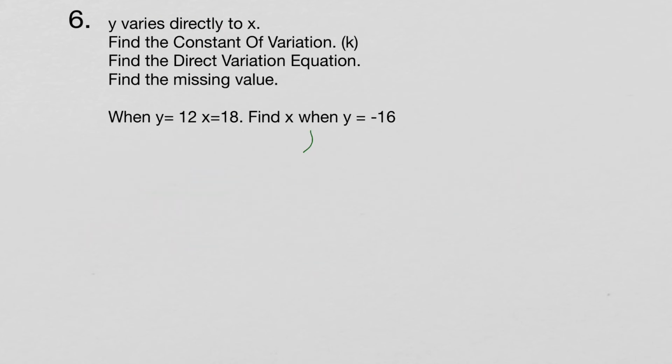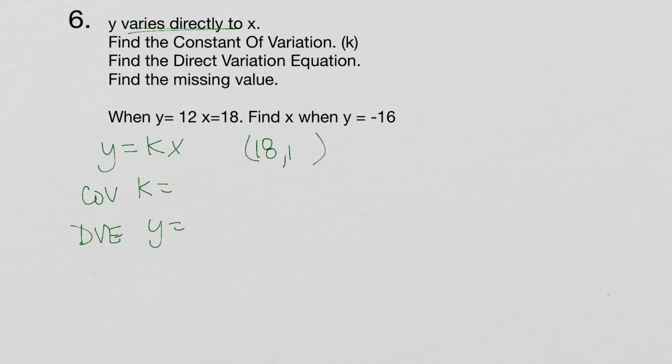Okay? This next one. The first thing that I'm going to do, I see varies directly, which means I need to write y is equal to kx, COV, which is going to be k equals, DVE, which is going to be y equals. Take my first ordered pair. X is 18, y is 12. X, y.